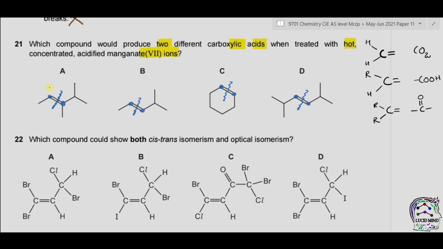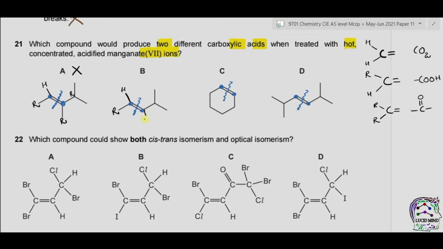Let's see what is attached to the carbon atoms. In this carbon, we can see it is attached to one hydrogen atom and one alkyl group. Similarly, this carbon atom is attached to two alkyl groups. So this part will form a carboxylic acid and this part will form a ketone. So A is incorrect.